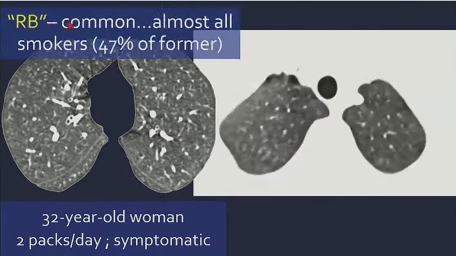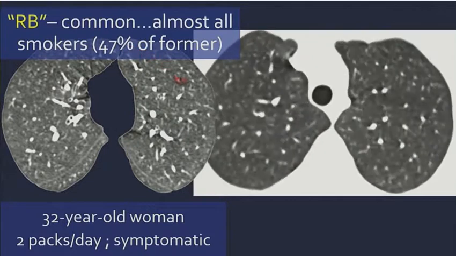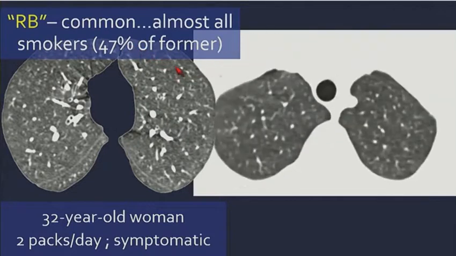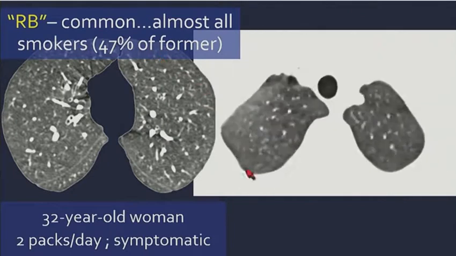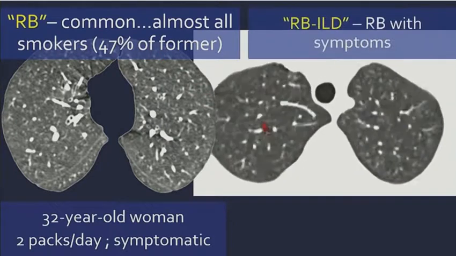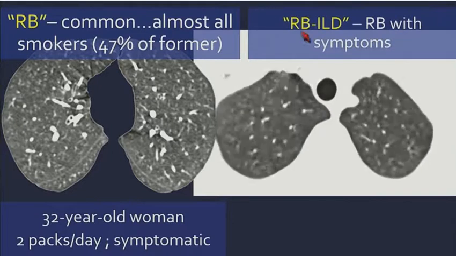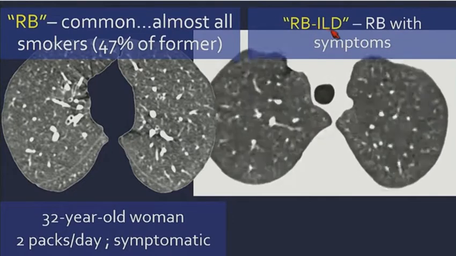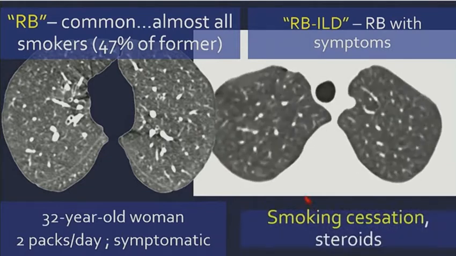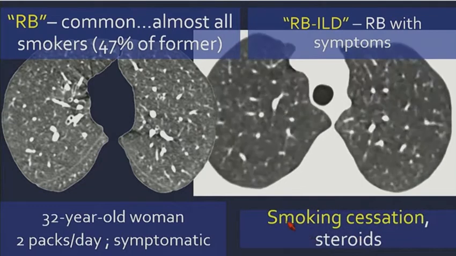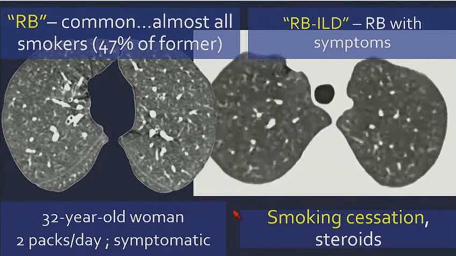And remember that almost all smokers have so-called respiratory bronchiolitis, or inflammation of the respiratory bronchioles. And even if you quit smoking, 47% of former smokers actually have this at pathology. However, if the patient has progressive symptoms, then the moniker is RB interstitial lung disease. So that's the distinction between these two conditions. Smoking cessation, again, as in many smoking-related lung diseases, and then steroids can be used here.